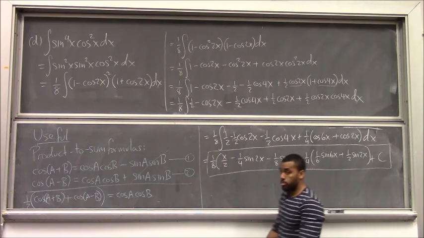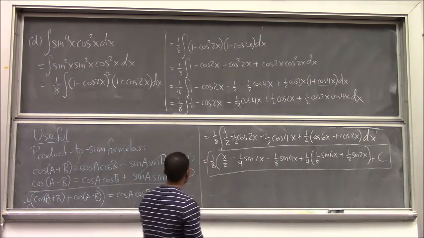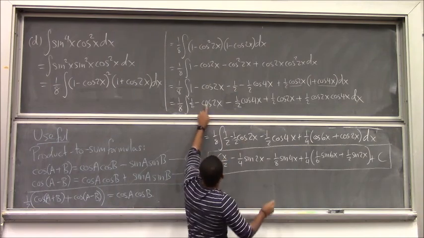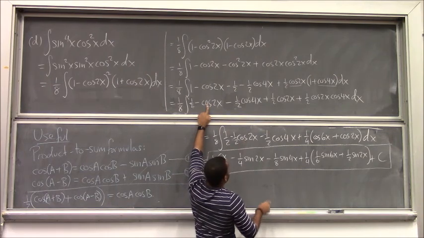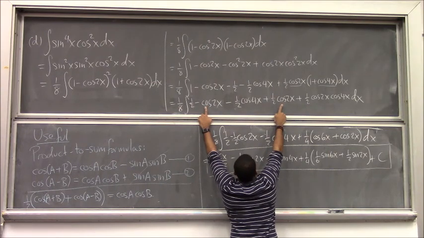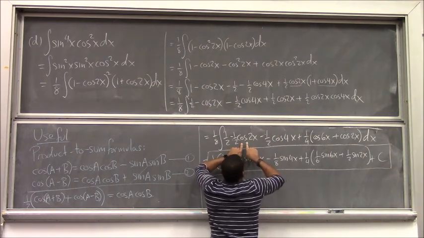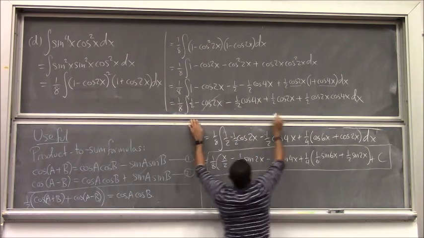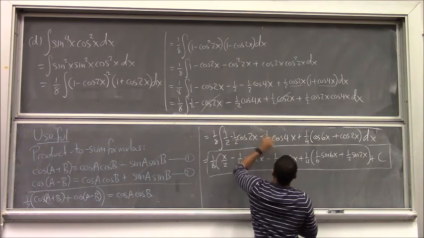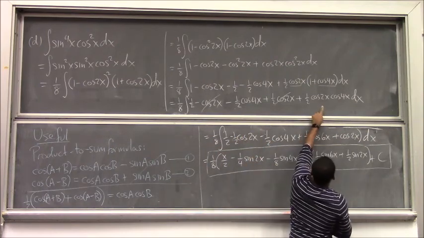Professor, can you please explain the 1/2 minus 1/2 cosine 2x? Oh, this 1/2 here is from this. I have minus cosine 2x and plus 1/2 cosine 2x. So that's minus 1/2 cosine 2x. That's this one. So I added these two here to get this one. Then there's 1/2, and there's this guy, and then there's this guy.